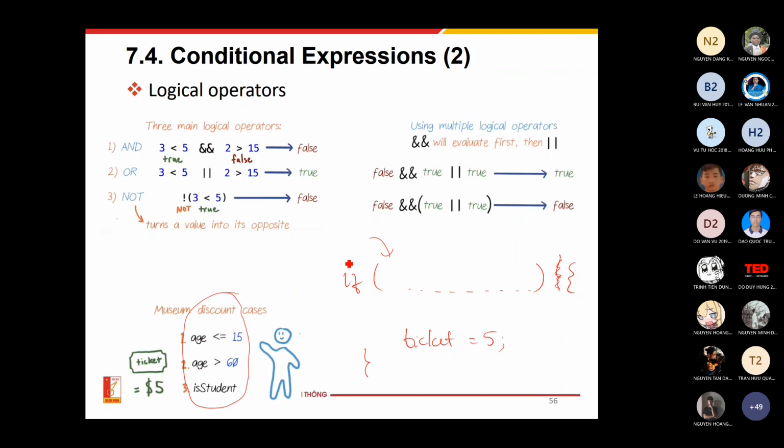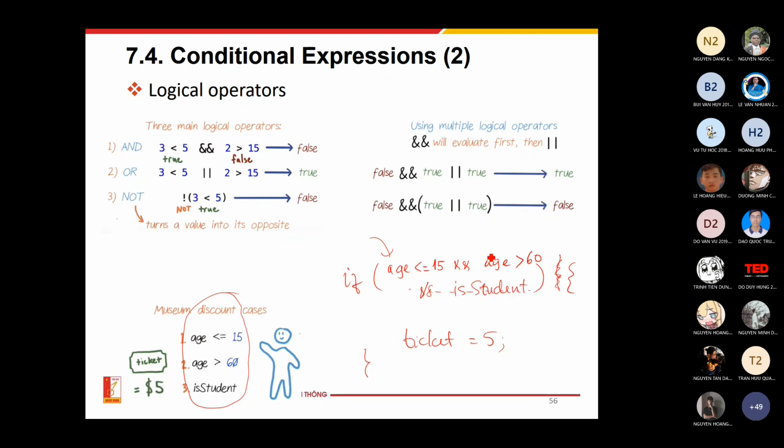If h smaller than or equal to 15. Okay. And h bigger than 60. Excuse me, h bigger than 60. What else? And is student.